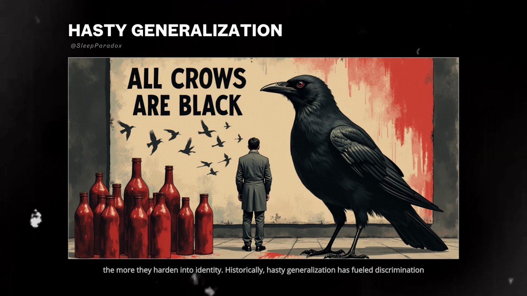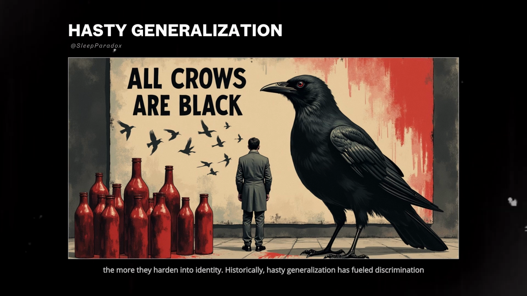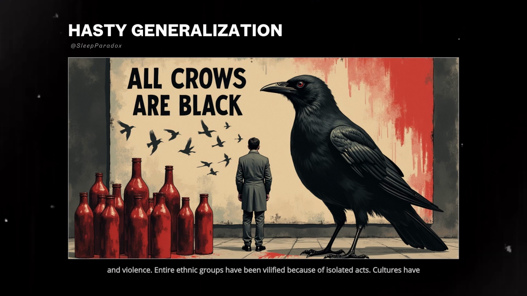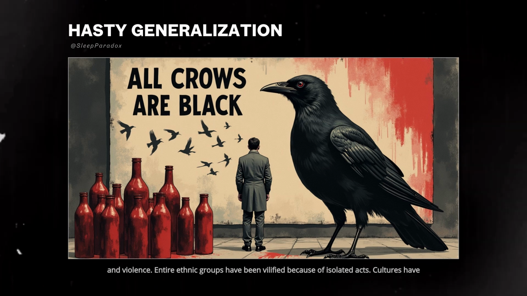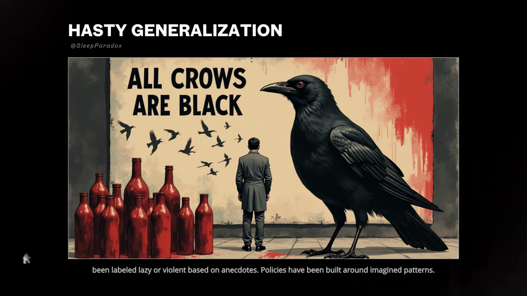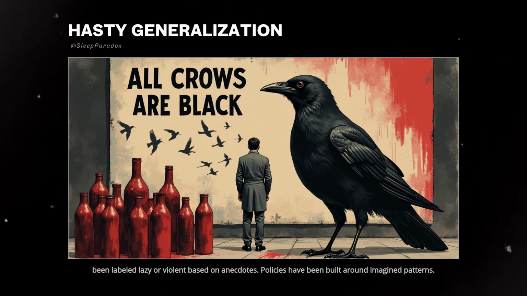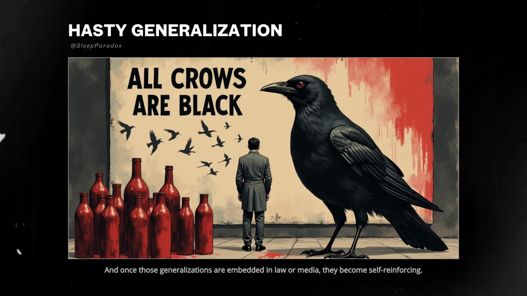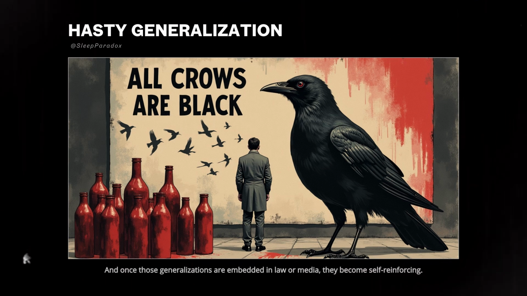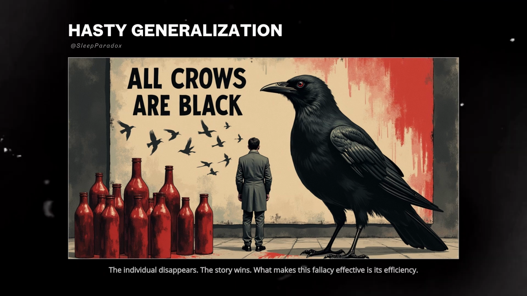Historically, hasty generalization has fueled discrimination and violence. Entire ethnic groups have been vilified because of isolated acts. Cultures have been labeled lazy or violent based on anecdotes. Policies have been built around imagined patterns. And once those generalizations are embedded in law or media, they become self-reinforcing. The individual disappears. The story wins.